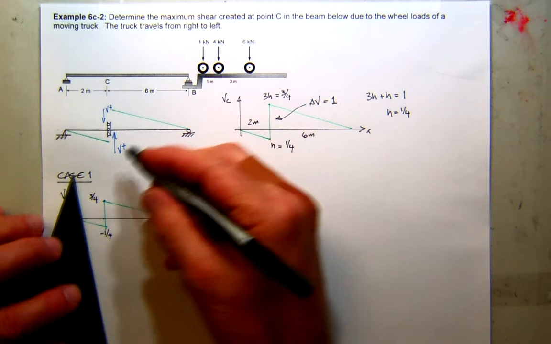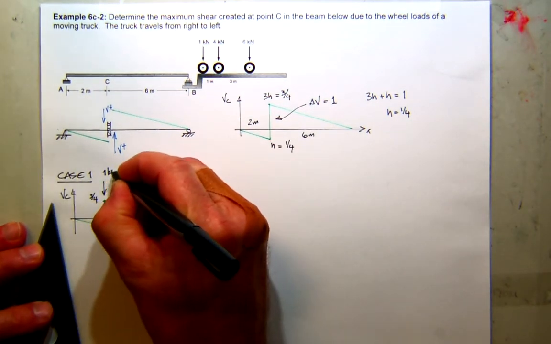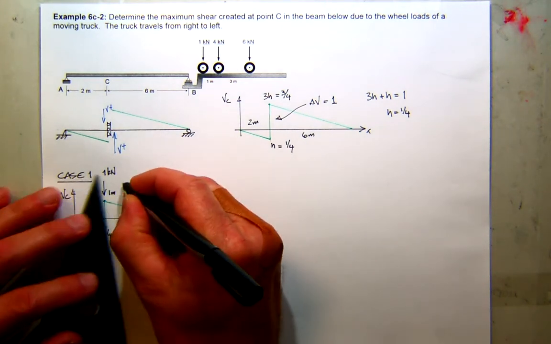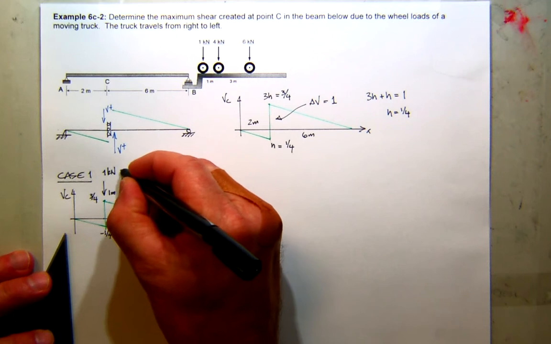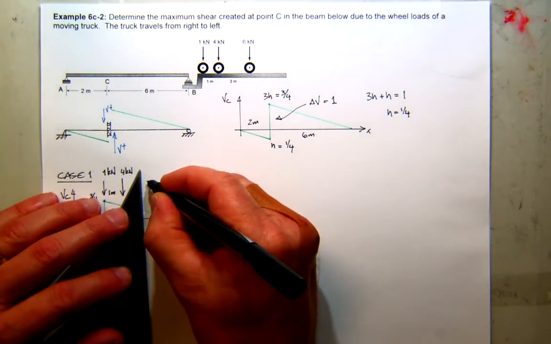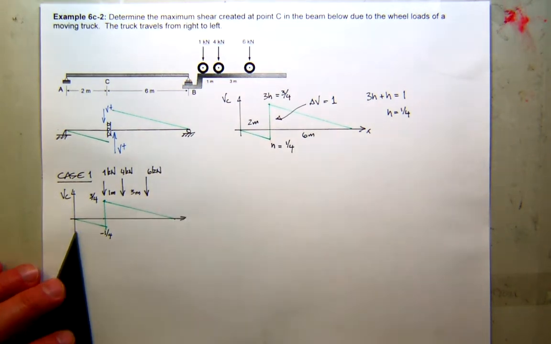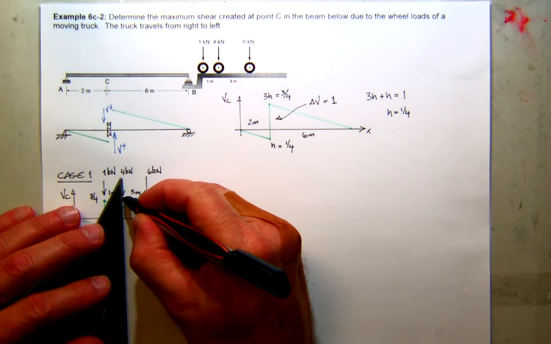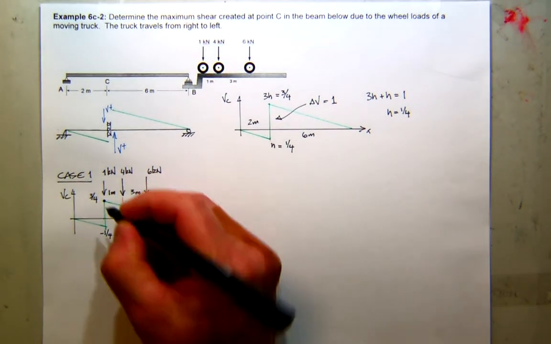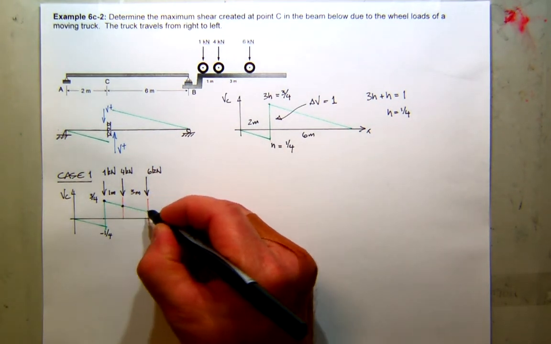So I'm now going to let my first load come up here. So there's my 1 kilonewton. And then 1 meter back is 4 kilonewtons. And then 3 meters back is 6 kilonewtons. So I'm now going to need 3 values off this graph. The first one I already have, it's 3/4, right? So I need to find the value here and here.